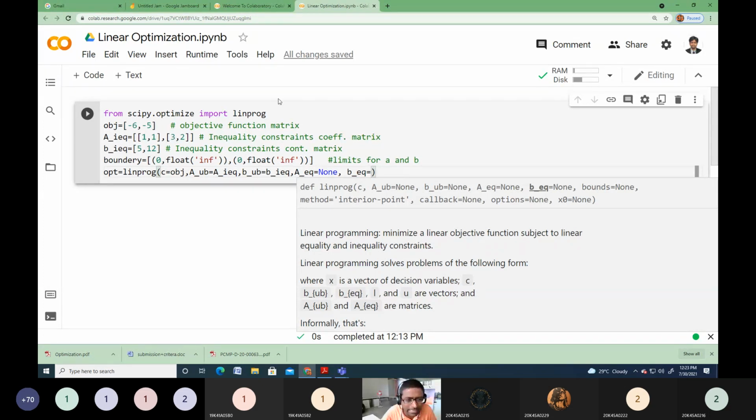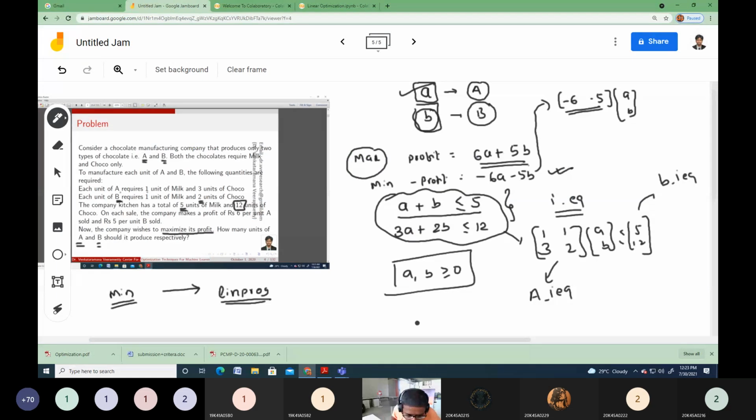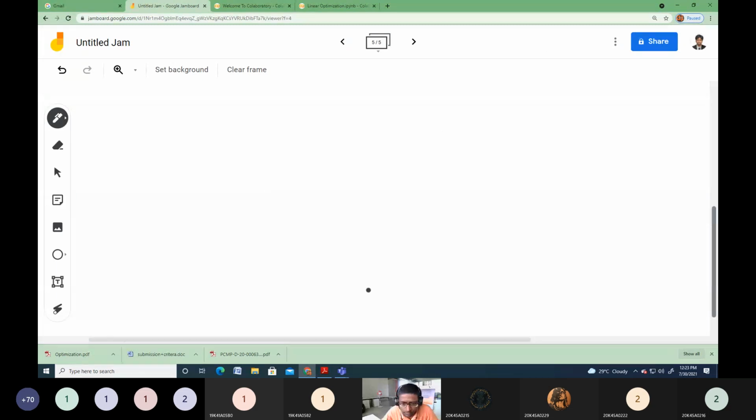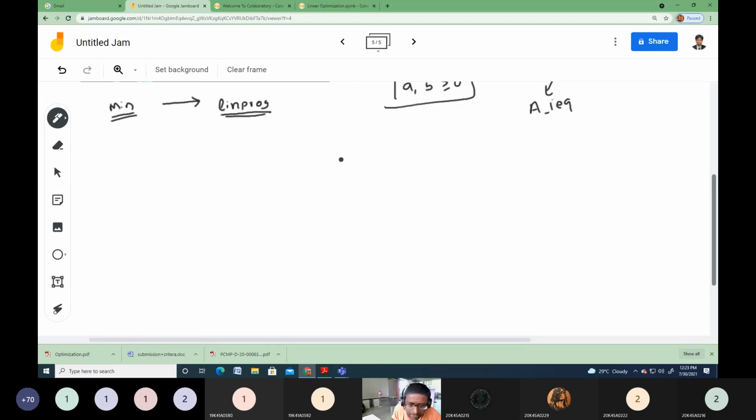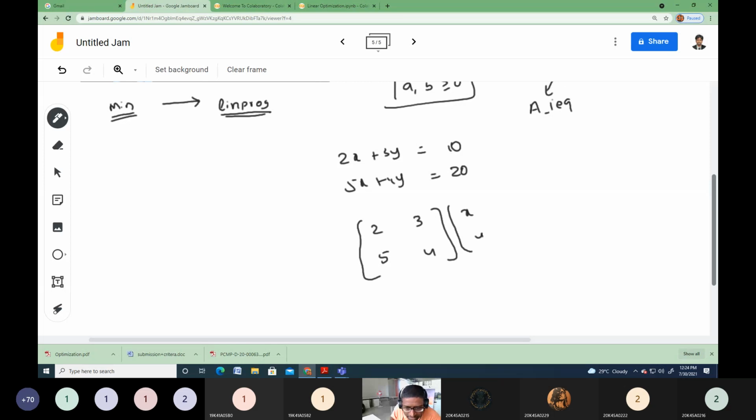Constant matrix. What is the B equivalent, what is the A equivalent? I want to write here. Suppose we have equality constraints like 2x plus 3y equal to 10 and 5x plus 4y equal to 20, then we can form it in matrix form. Like 2, 3, 5, 4, and this is the x and y decision variables, equal to 10 and 20. This coefficient matrix is A_eq, this is b_eq, and this is the decision variable matrix. So these are what we are expecting there.